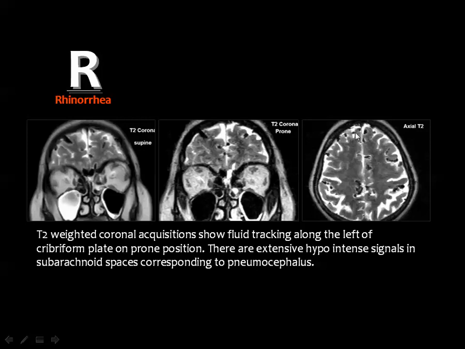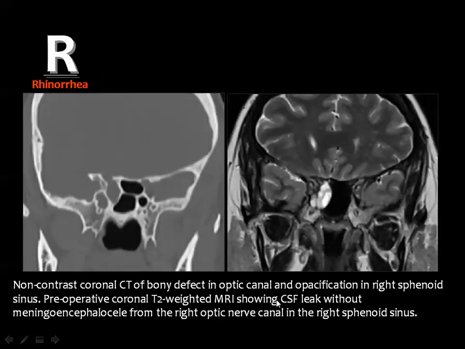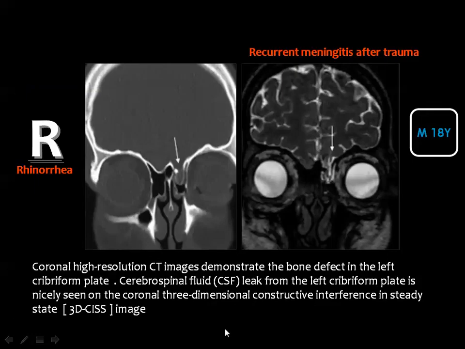And here you can see these very dark signals in the CSF denoting pneumocephalus. And in this MRI, you can see localized high signal intensity in the sphenoid sinus, which may represent sinusitis. But here you can see it very clearly, the bony defect by CT scan, and you know the cause of CSF rhinorrhea.